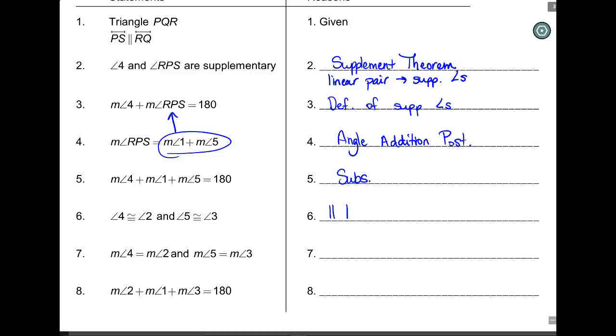I know you can write that out as the theorem name, or you could write parallel lines imply alternate interior angles are congruent.